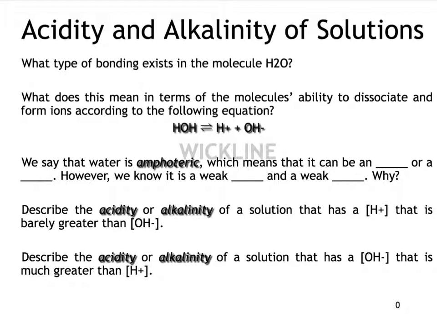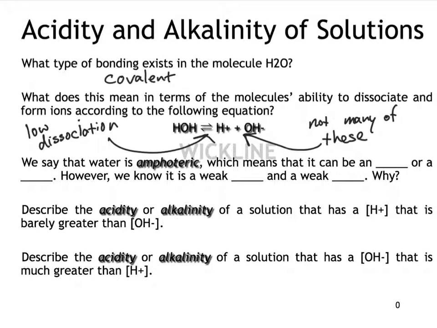Okay, acidity and alkalinity of solutions. The type of bonding that exists in a molecule like water is called covalent, which means that since they're sharing a valence shell, their ability to dissociate is going to be relatively low. And therefore, you really wouldn't have much of either of those two ions, the hydrogen and hydroxide ions.